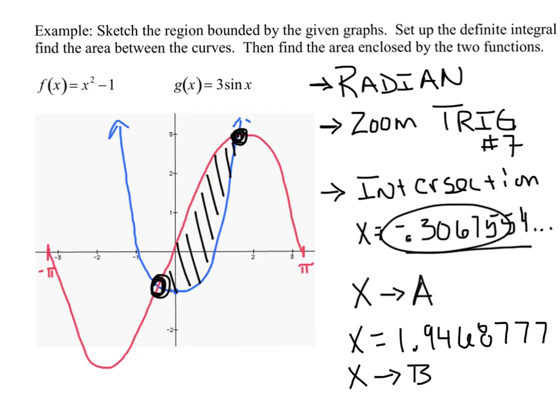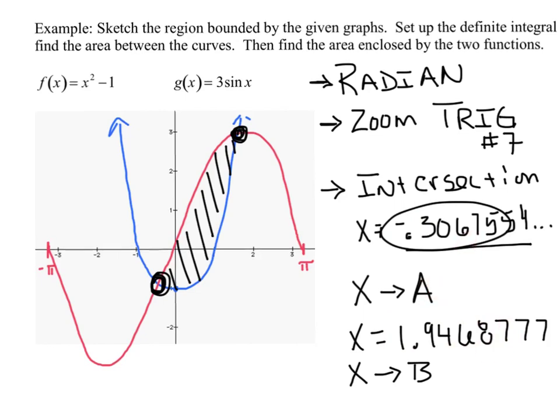Now, the important thing that I want to point out is we had to go back and store the first one before I found the second intersection point, because as soon as you find the second one, it deletes the first one from alpha x's memory and replaces it with the new one. So you have to store that first one in A before we go find the second one.